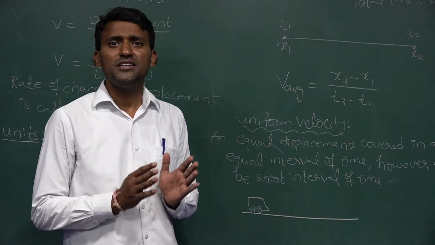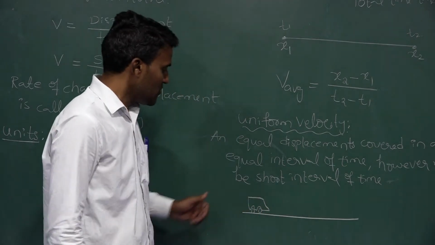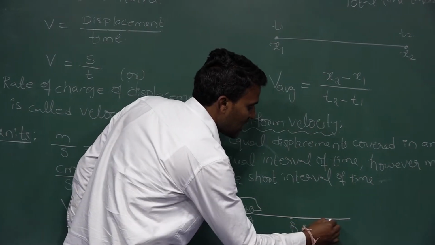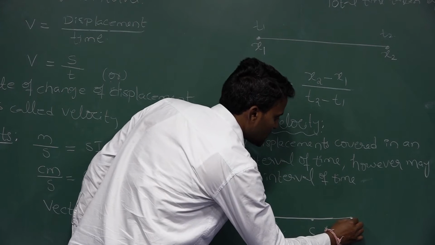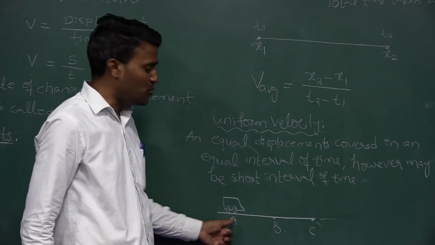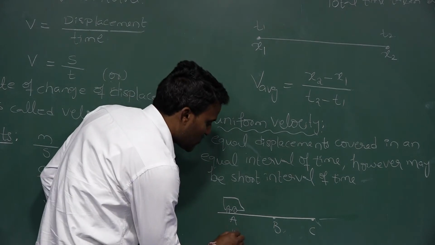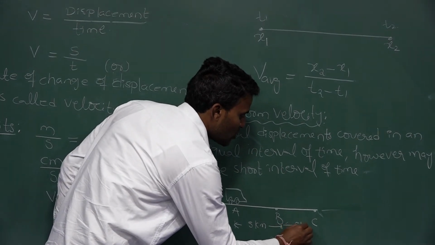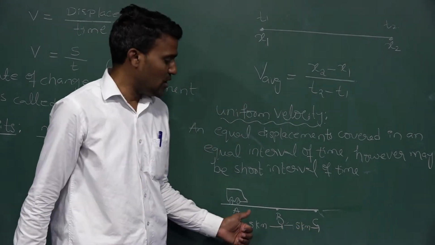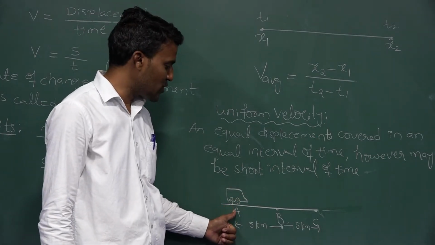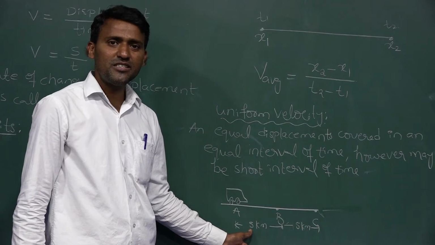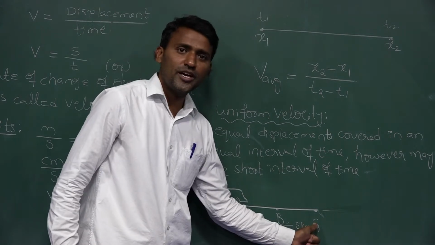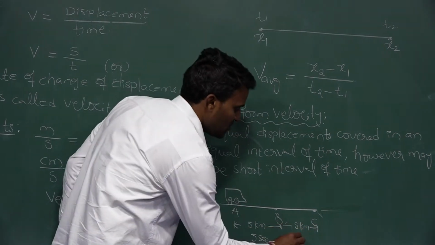I am explaining the same example. This is position A, this is position B, and this is position C. From A to B I am taking 5 kilometers displacement, and B to C is also 5 kilometers displacement. A vehicle travels from A to B, 5 kilometers in 5 seconds, and B to C, 5 kilometers in 5 seconds.